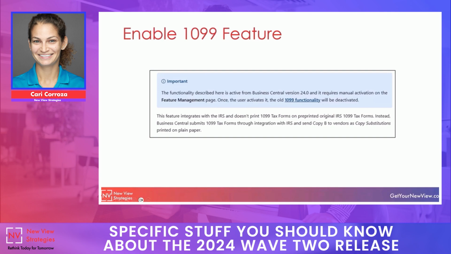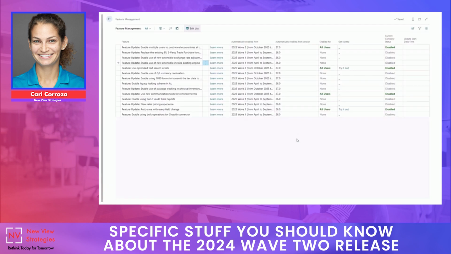So because there are some existing issues with this that Microsoft seems to be working through, I would recommend that if you do want to test through this, you are only doing it in a sandbox environment or a completely separate demo database. In feature management, I am going to look for the feature update for 1099 forms. And what I need to do is I need to go ahead and enable this for all users.